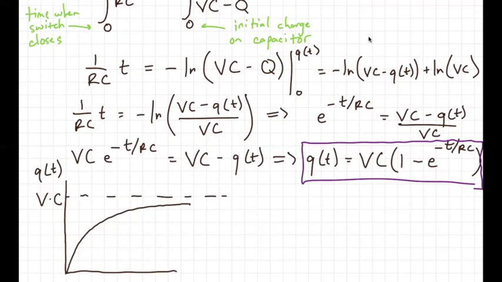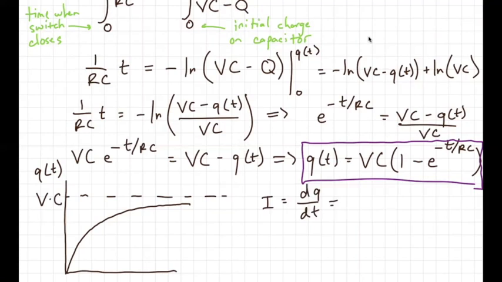When you charge the capacitor, it goes like 1 minus a decaying exponential. We could also ask what the current looks like. If we wanted to get a function for the current, we could just do I is equal to dq/dt. So if I take a derivative of this, that first term goes away, that constant term goes away.